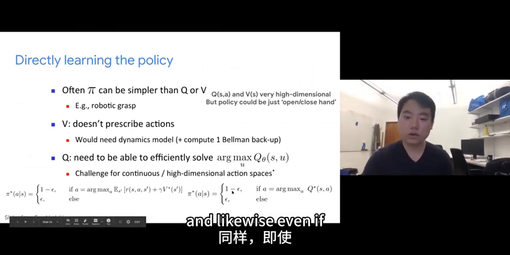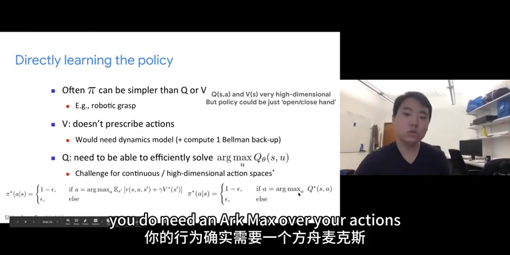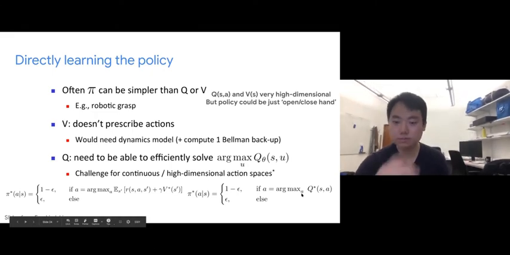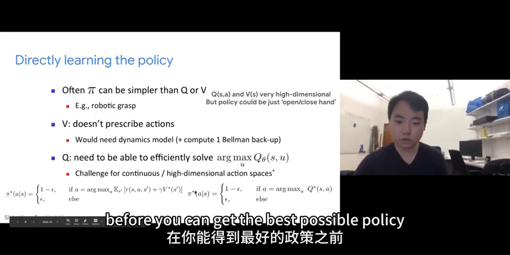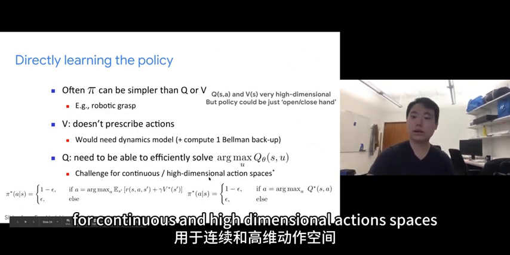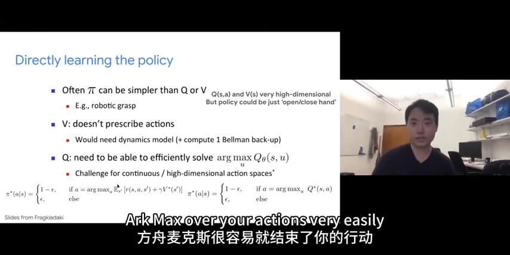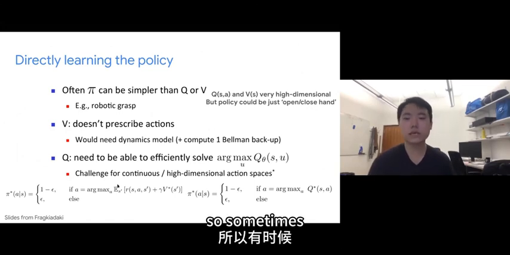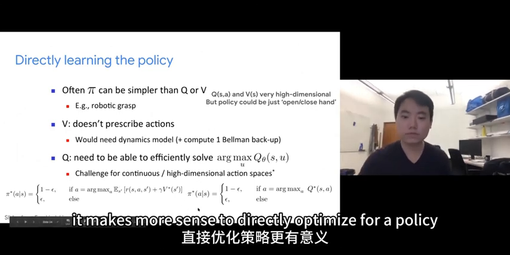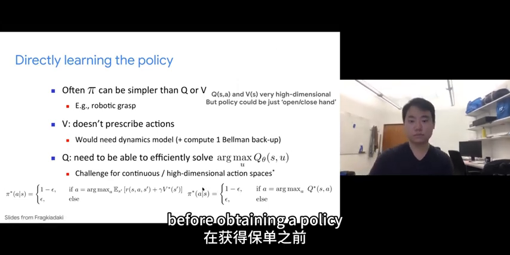And likewise, even if computing this one step lookahead is not difficult, you do need an argmax over your actions before you can get the best possible policy. And that presents a challenge for continuous and high dimensional action spaces. You might not be able to do this argmax over your actions very easily. So sometimes it makes more sense to directly optimize for a policy instead of computing these Q stars and V stars before obtaining a policy.